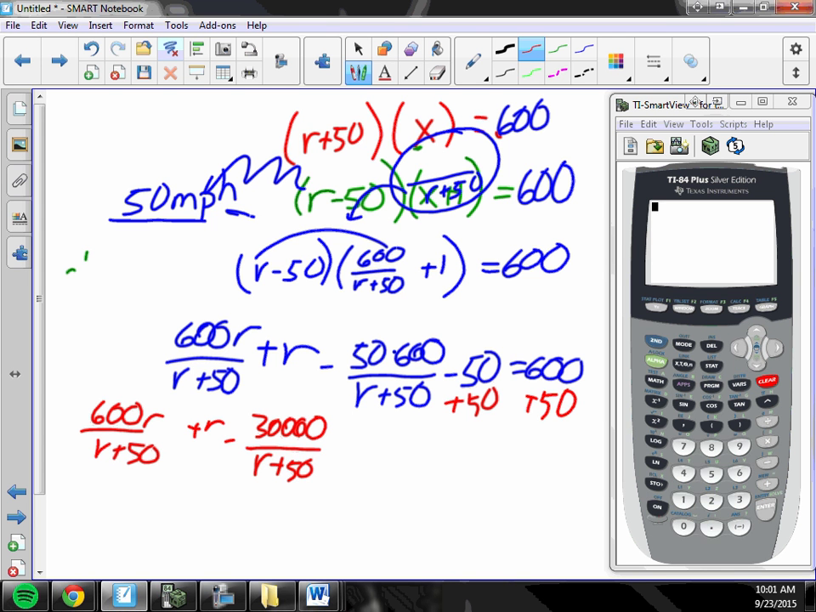Actually, I've got a better idea. We could solve this algebraically, but all we really want to know is R. We want to know where this graph hits the x-axis. So instead of moving the 50, why don't we move the 600, minus 650, set it equal to 0, graph it, and see where it hits the x-axis.